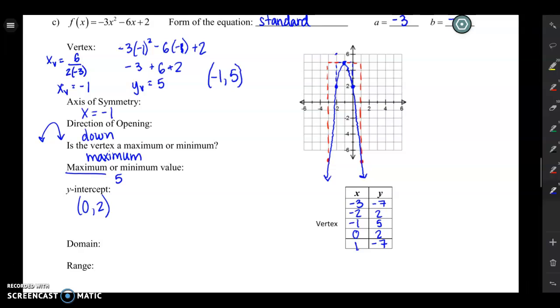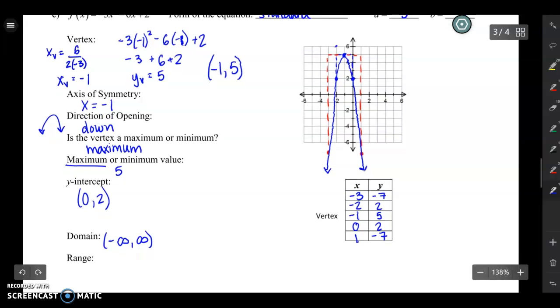Okay. Now my domain is how far left and right I can go. And I can keep going further and further out to the left and right, so it's -infinity to infinity. And then your range is how far up and down I can go. So I'm always going to start with the lowest values. The smallest value I can get is actually going to be -infinity, right? I'm going down forever and ever. The biggest value I get on my y-axis is 5. So my range is going to be from -infinity to +5. Okay.